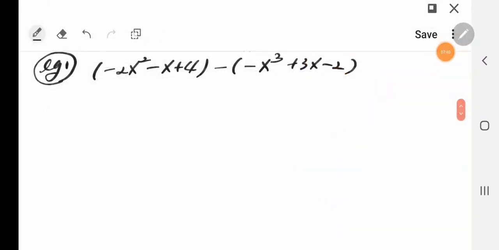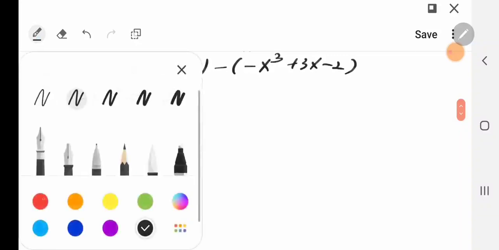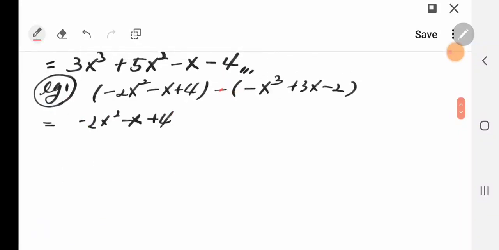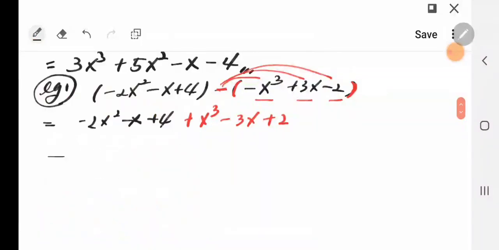Okay, for this example, we will do the same thing. So the first trinomial can be written as it is. And the second trinomial is, this is subtraction. Subtraction means minus this polynomial. So inside this parenthesis there are three terms, so we gotta multiply each term by this negative sign. So there will be minus becomes plus x cubed, and plus 3x is negative 3x, and minus 2 becomes plus 2. And then add like terms, combine the like terms.